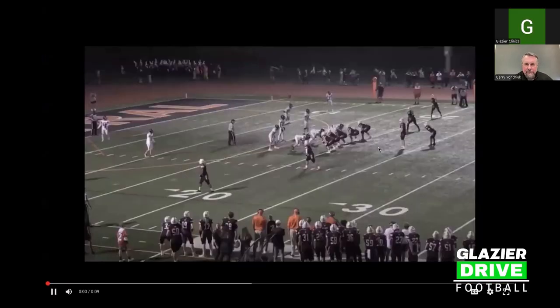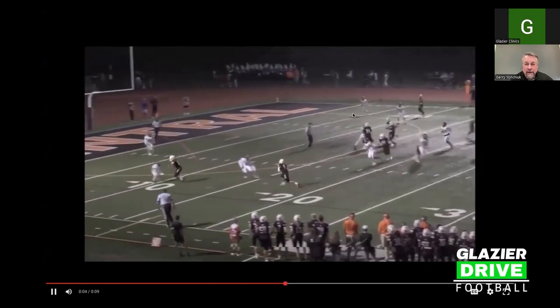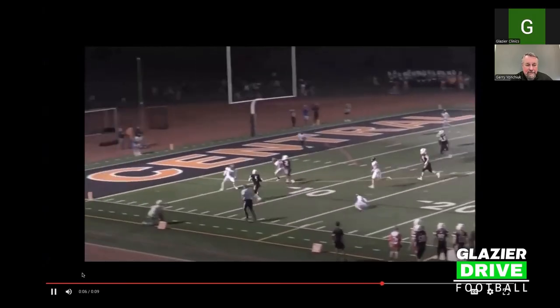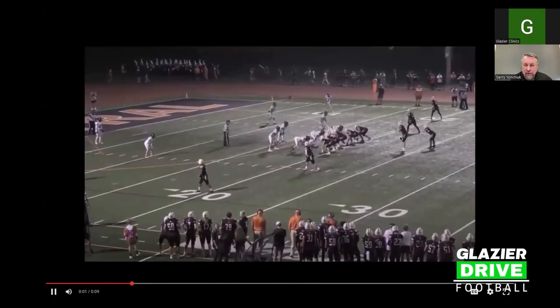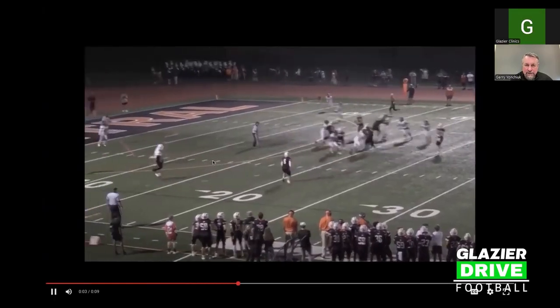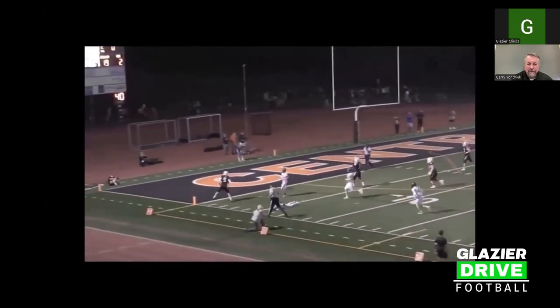So something as simple as this, and this may have gone for a touchdown. I don't know if they catch, I don't know if they get the back, but this is an easy pitch and catch. And you could take a 9th grade quarterback in a varsity game, raise your bubble, catch the ball, make someone miss, be an athlete in space, and that goes for a touchdown.